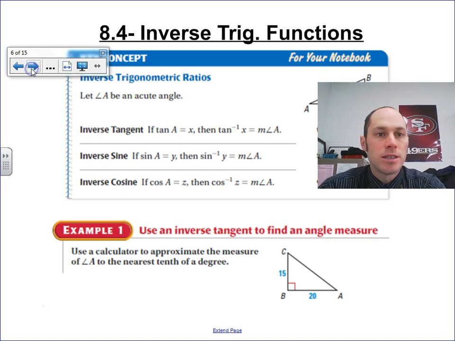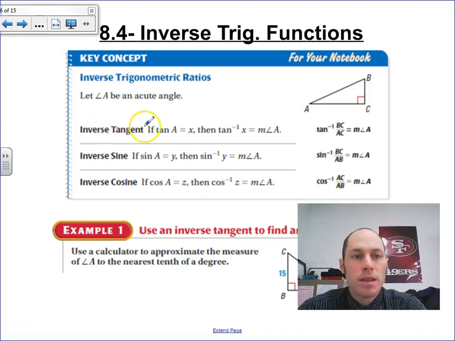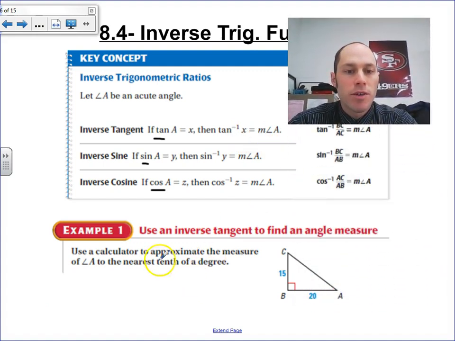Let's now talk about how we use those. So here's a chart that's in your notes. This chart tells us how we use inverse tangent, inverse sine, and inverse cosine. So each of these trig ratios, tan, sine, cosine, each have an inverse if we want to find the angle measure of that given ratio. So for instance, if I want to find the measure of angle A to the nearest tenth of a degree, I look at angle A, look at what sides I have. I have the opposite side and the adjacent side.